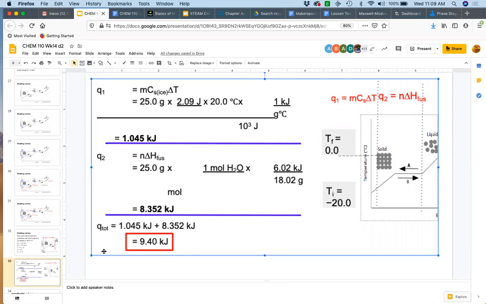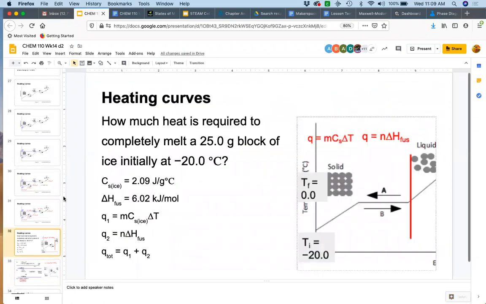So now I'm going to add to get my total Q. I have my 1.045 kilojoules, that's from when I'm a solid and putting heat in. And then I have my Q2, when I'm going from a solid to a liquid, that's my 8.352 kilojoules. And so my total ends up being 9.4 kilojoules. That's the total amount of heat necessary to completely melt a 25-gram block of ice initially at negative 20 degrees Celsius.